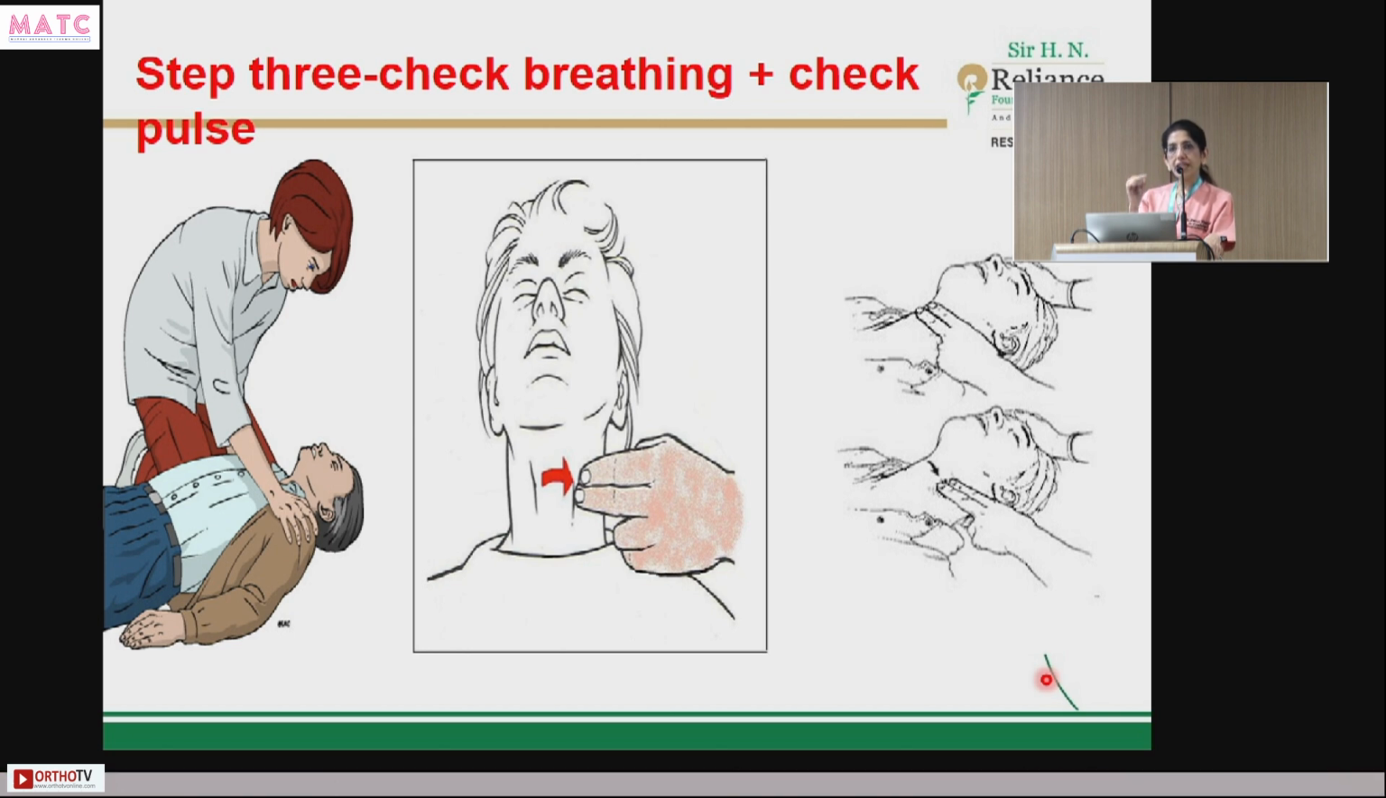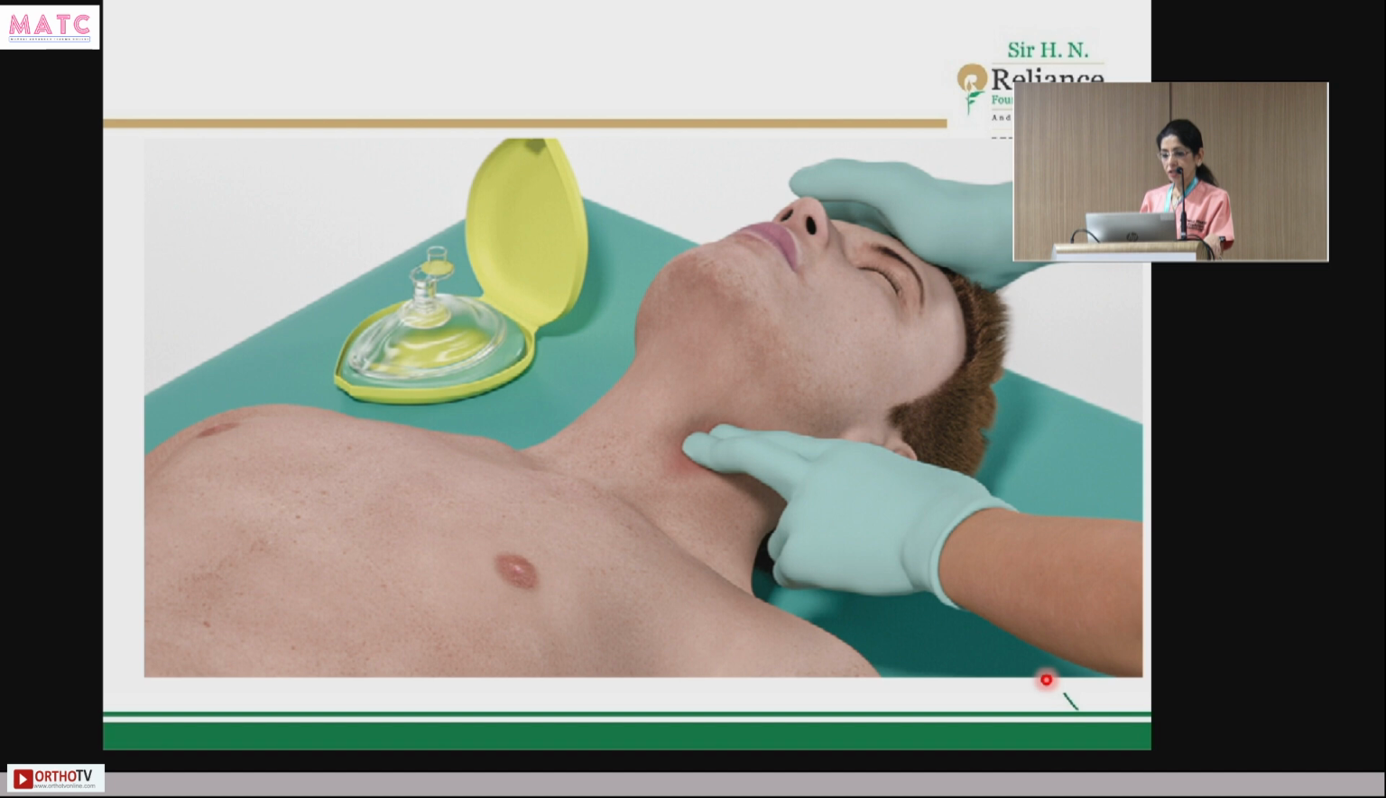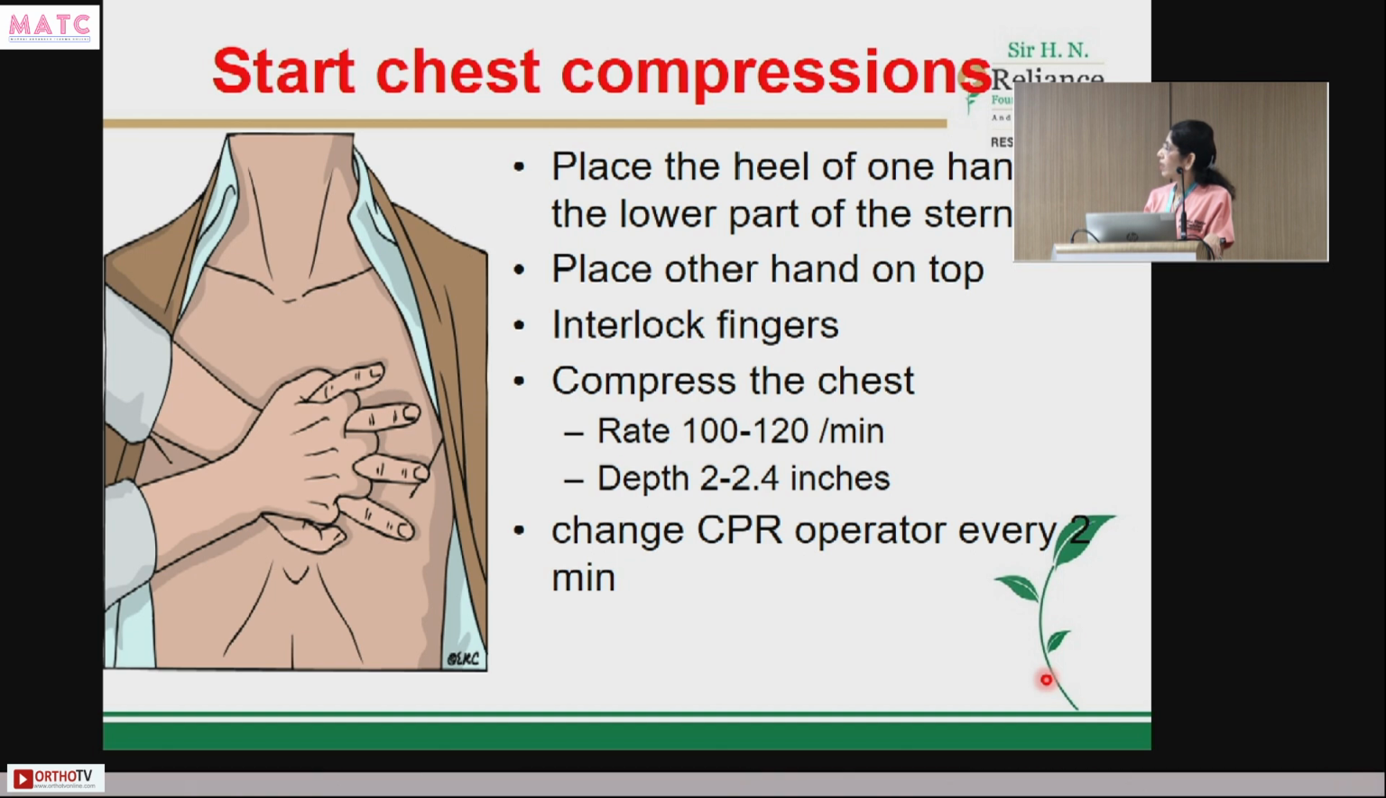Simultaneously also check for the breathing. If there is no breathing, there is no chest rise, the abdomen is not moving, and there is no pulse, then immediately start with the compressions. This is how you check for the pulse beside the trachea with 2 fingers or 3 fingers, and then you start with compressions.